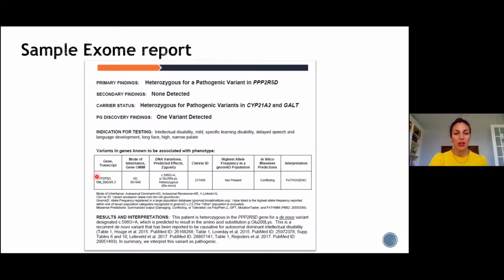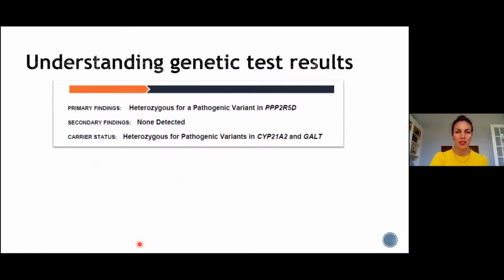And then they'll usually have a table showing what they found and some additional information, which I'll get to. And then they'll have a separate section below that with more written information about what they found and what this means. So to break it down from the start, this beginning part: the primary findings, it says heterozygous for a pathogenic variant in PPP2R5D. So what does that all mean?